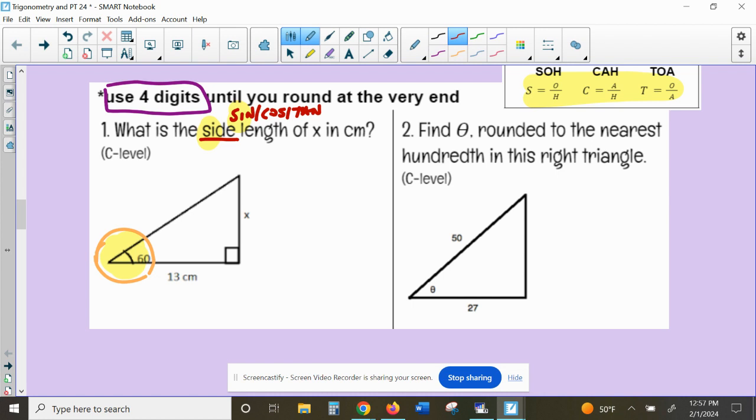What side did you label first? Hypotenuse. Where's it at? It's up at the top. So you put hypotenuse here, right? What did you label next? Opposite, which is who? The X, right? He's opposite. And then this guy's adjacent.